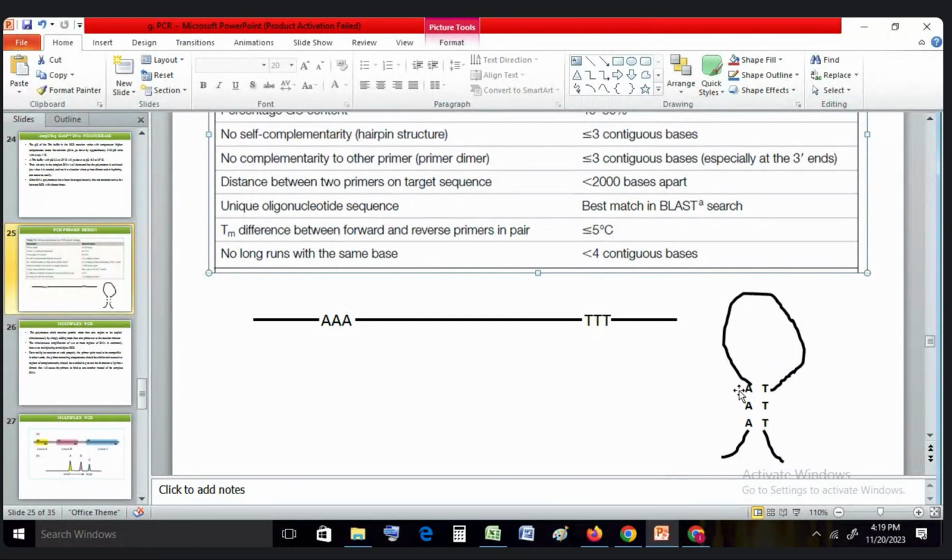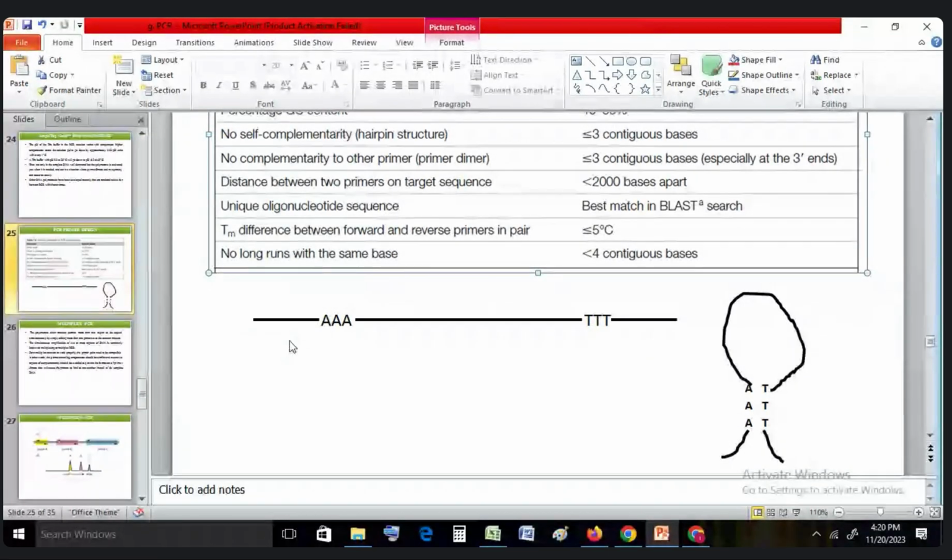If it makes this type of hairpin structure, this primer is useless. So you cannot use this primer for amplification purposes. If you have all your primers like this, you may end up with no PCR amplification or very low PCR amplification, because they make the hairpin structure, they are not linear, and they cannot bind to the template. That's why.